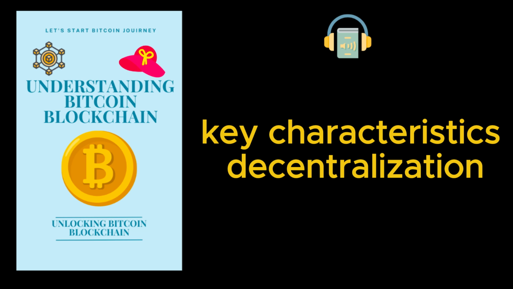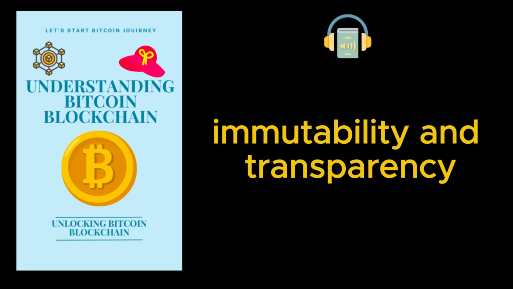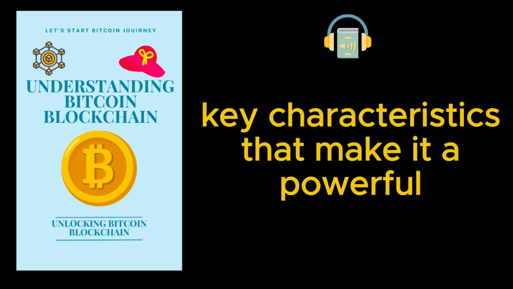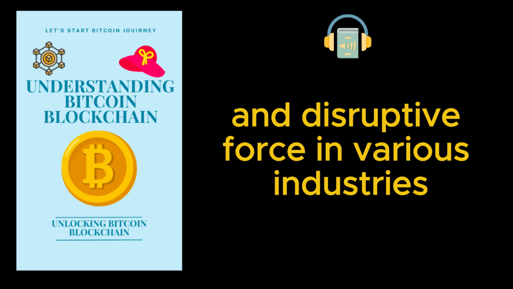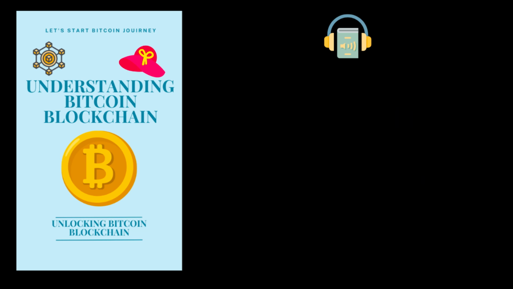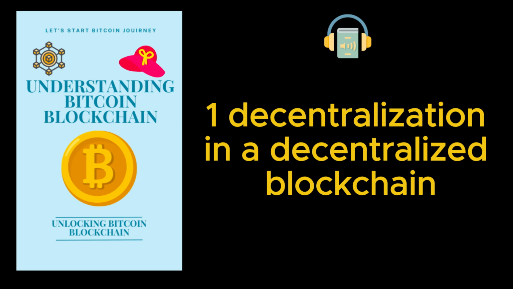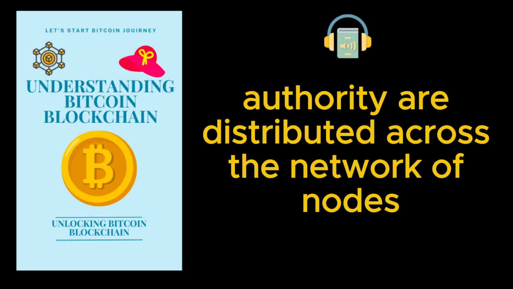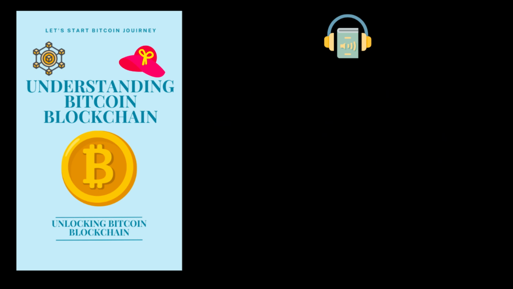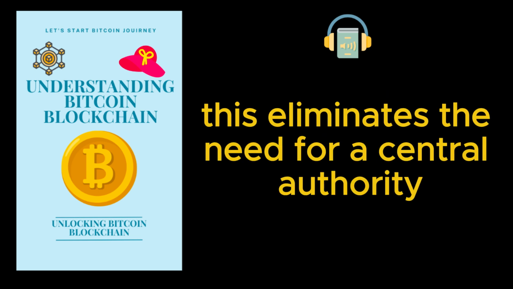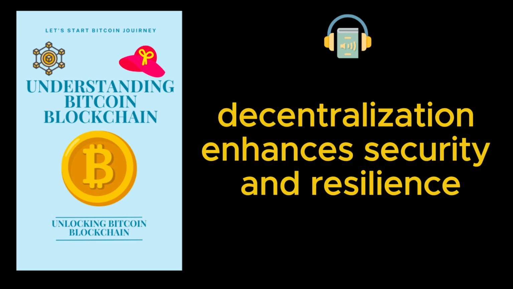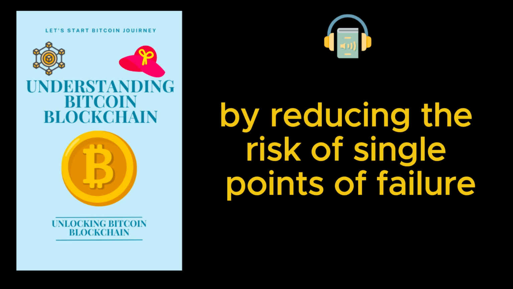Key characteristics: decentralization, immutability, and transparency. Blockchain technology exhibits three key characteristics that make it a powerful and disruptive force in various industries. 1. Decentralization. In a decentralized blockchain, control and decision-making authority are distributed across the network of nodes. This eliminates the need for a central authority or intermediary to validate and process transactions. Decentralization enhances security and resilience by reducing the risk of single points of failure.